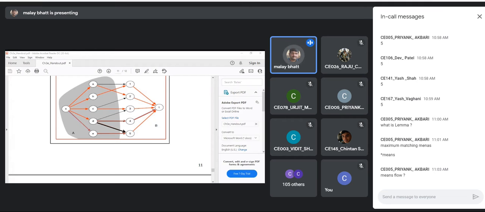So our goal is, through a Ford-Fulkerson network, to get a maximum matching, because Ford-Fulkerson means maximum flow. So here it is a maximum matching. Is it clear, Priyank, now? Yes, maximum flow will be equal to maximum matching.